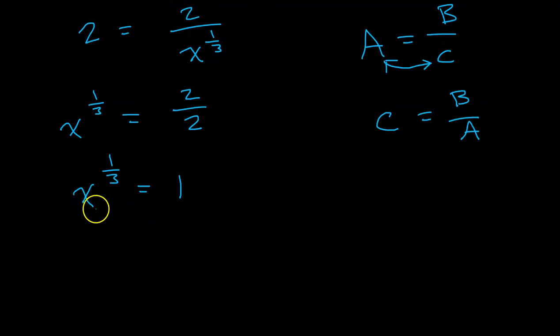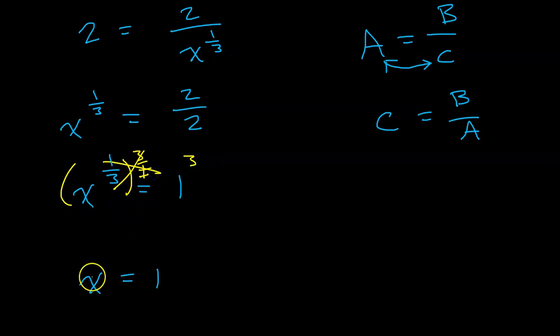You can probably tell by common sense that this is going to end up being x is equal to 1. Technically, we are raising both sides to the 3rd power. So if I raise the left side to the 3rd power and I cube the right side, these cancel each other out, right? So I end up with x is equal to 1. And this is our second critical value.